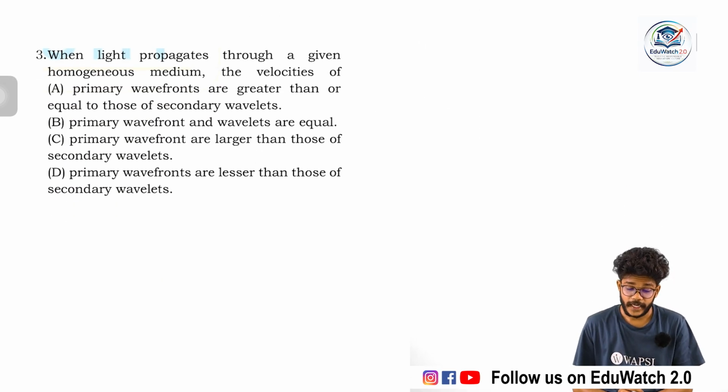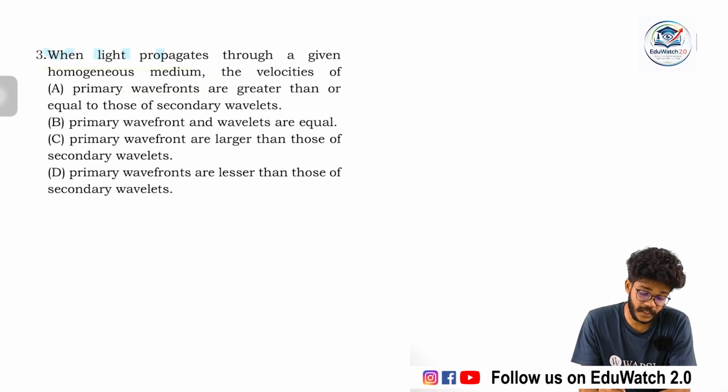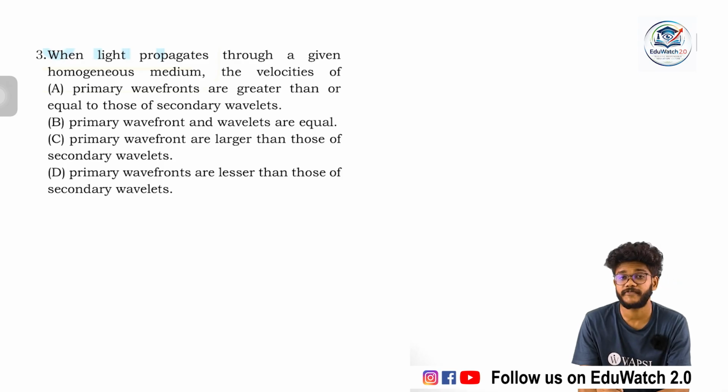When light propagates through a given homogeneous medium, the velocities of: Option A, primary wavefront are greater than or equal to those of secondary wavelets. Option B, primary wavefront and wavelets are equal. Option C, primary wavefront are larger than those of secondary wavelets. Option D, primary wavefront are lesser than those of secondary wavelets.